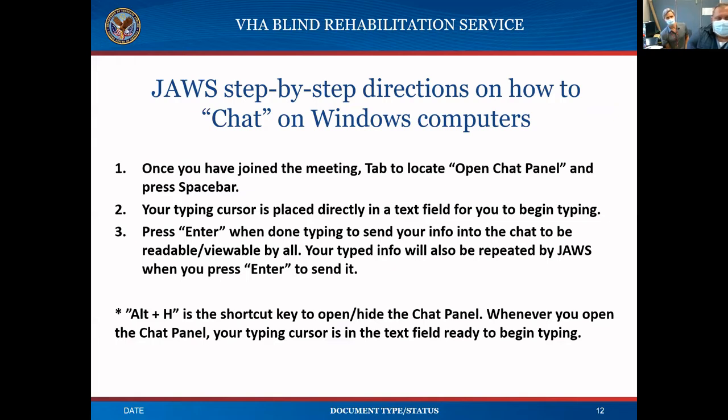So, using JAWS, step-by-step directions on how to chat on Windows computers. Again, when you're in the meeting, you can tab to locate the open chat panel and then press the space bar to activate it once you've located it. When the chat panel opens, your typing cursor is placed directly into the text field for you to begin typing. It doesn't tell you that, but once you open the chat panel, just expect that you can begin typing, and whatever settings you have set for JAWS or ZoomText, whether it's word feedback or letter feedback or both, you should be able to hear it as you begin typing.